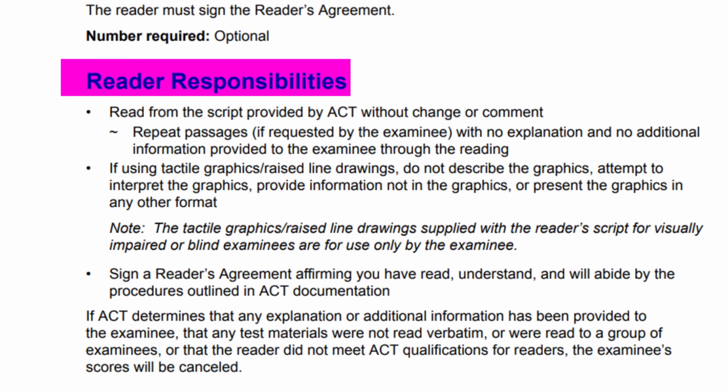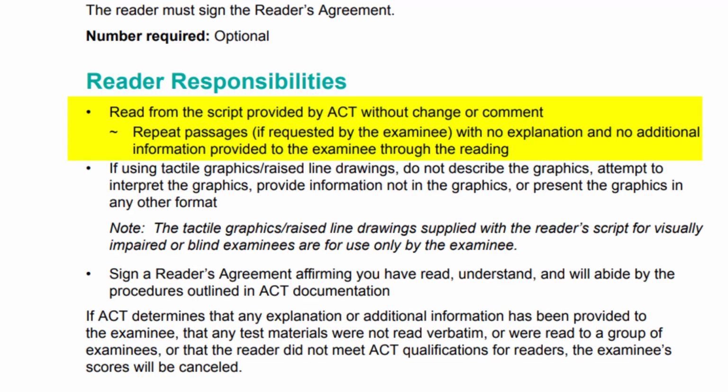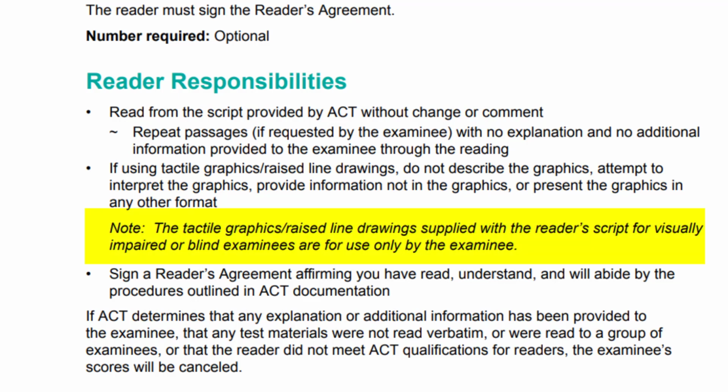Reader responsibilities. Read from the script provided by ACT without change or comment. Repeat passages if requested by the examinee with no explanation and no additional information provided to the examinee through the reading. If using tactile graphics, raised line drawings, do not describe the graphics, attempt to interpret the graphics, provide information not in the graphics, or present the graphics in any other format. Note, the tactile graphics raised line drawings supplied with the reader script for visually impaired or blind examinees are for use only by the examinee.